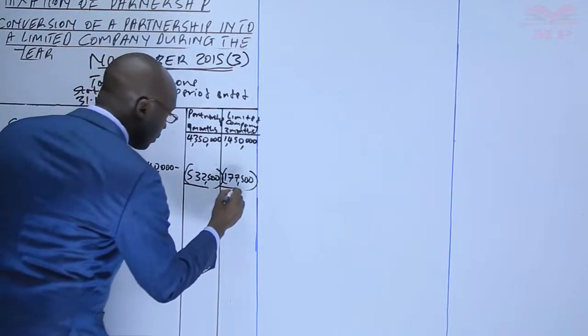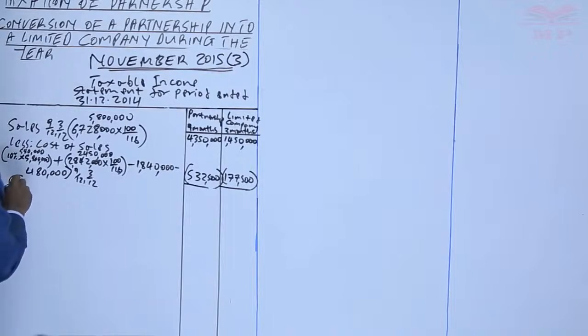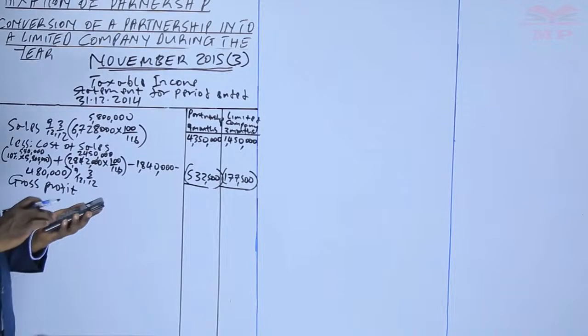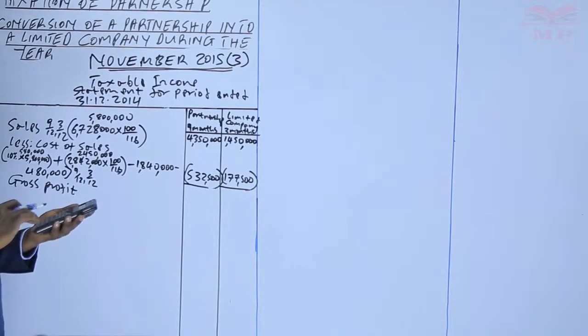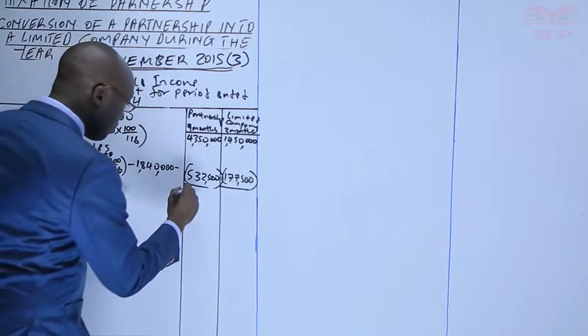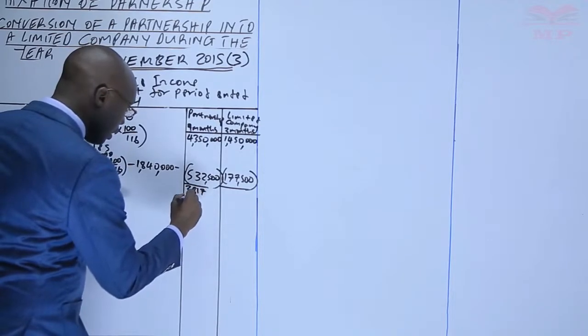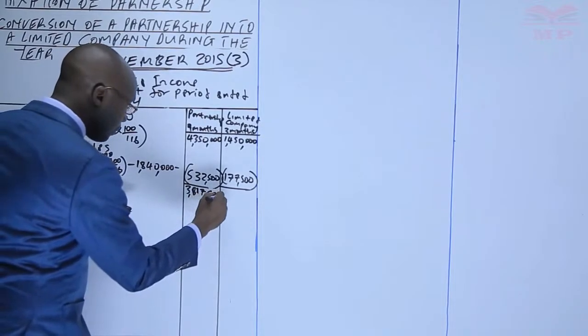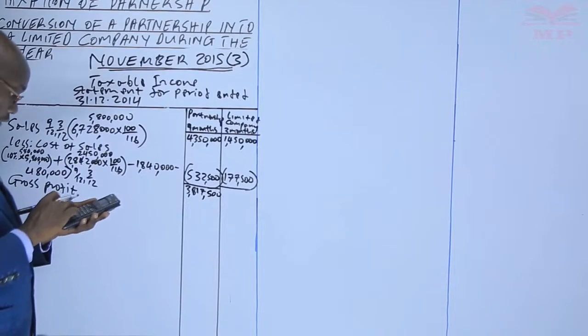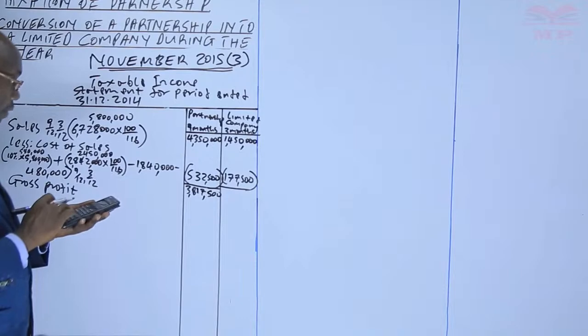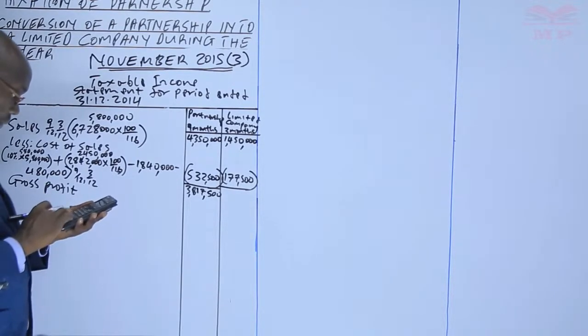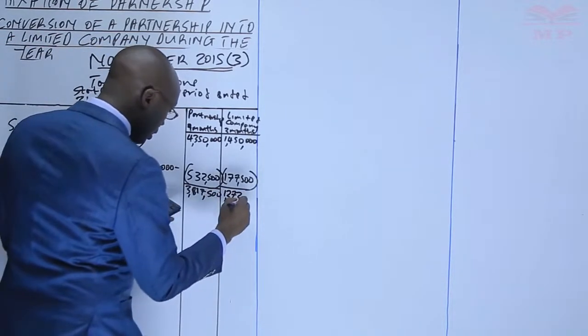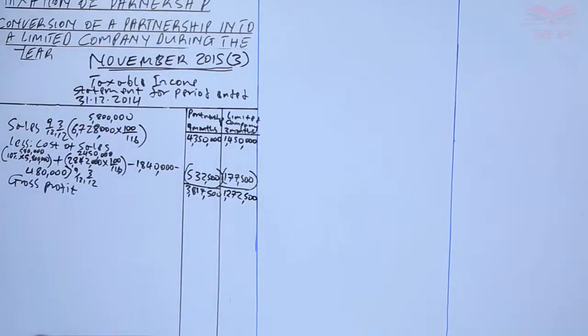So after that, we can now get the gross profit. Gross profit will be sales minus the cost of sales, in which case we have 4,350,000 minus 532,500, which gives us 3,817,500. This other one is 1,450,000 minus 177,500. That gives us 1,272,500. Now that is the gross profit, and then we said once you get the gross profit, you normally add other taxable income.